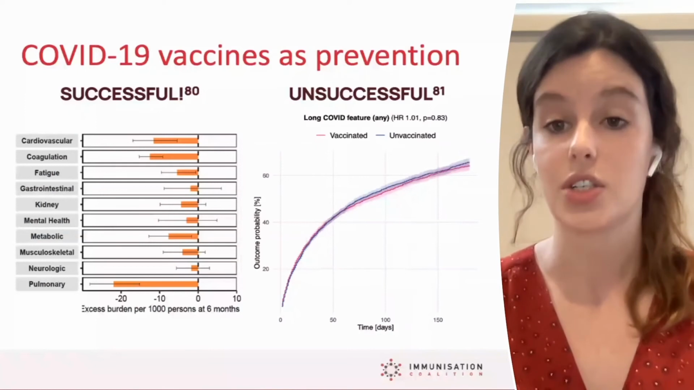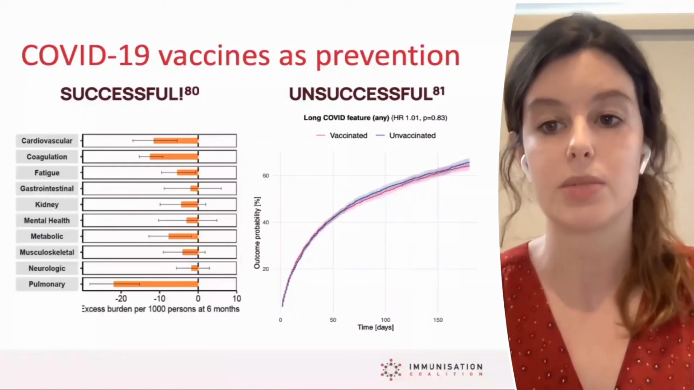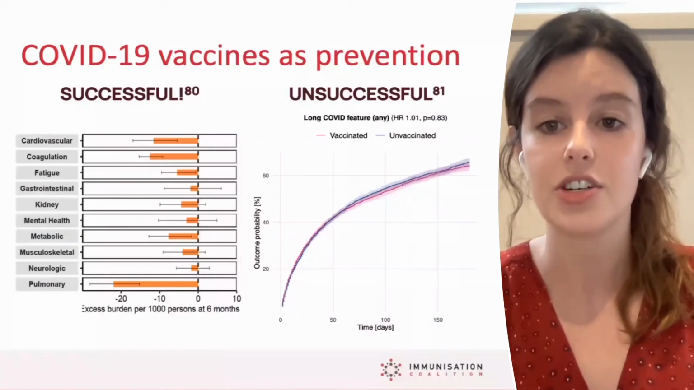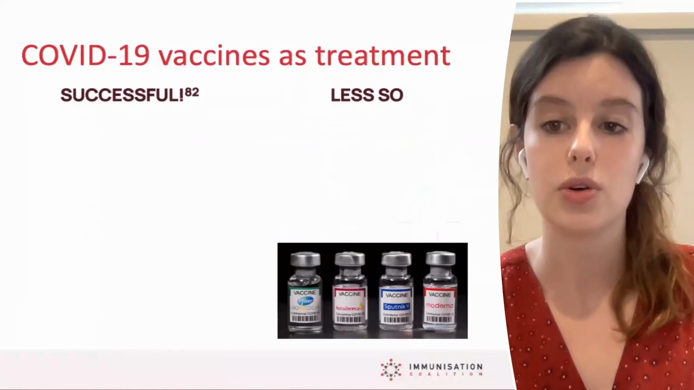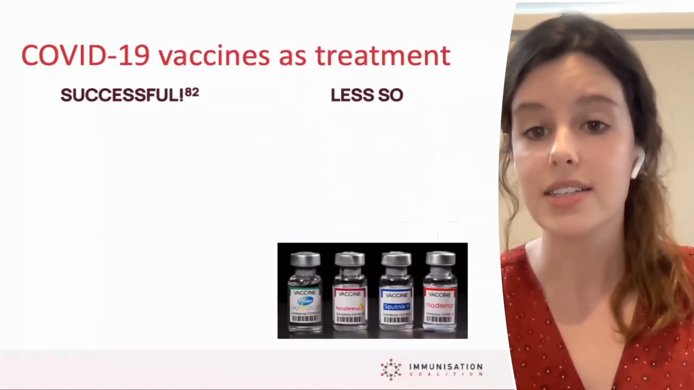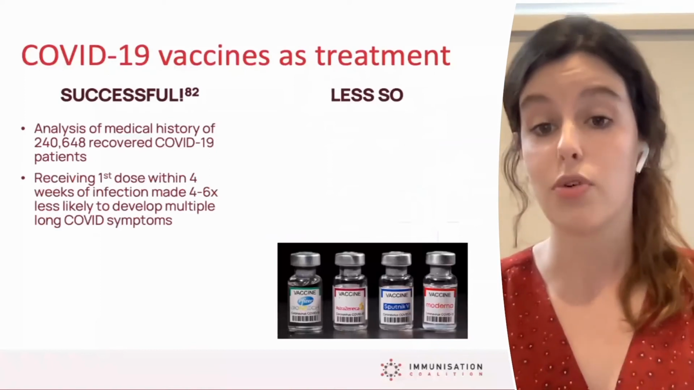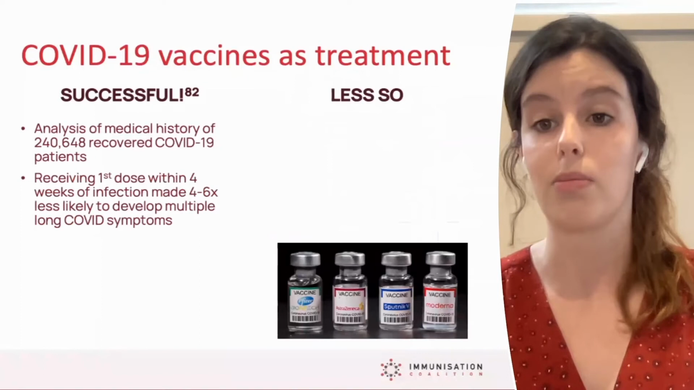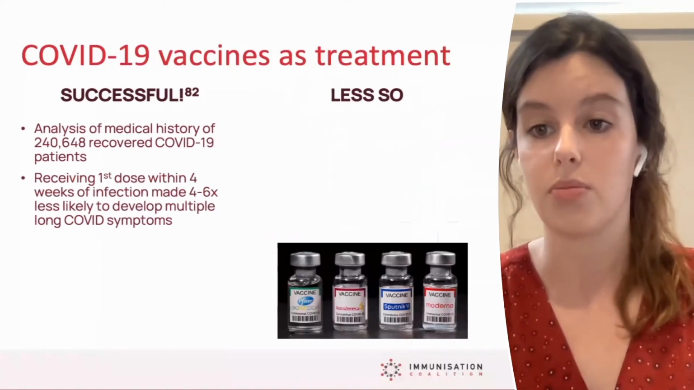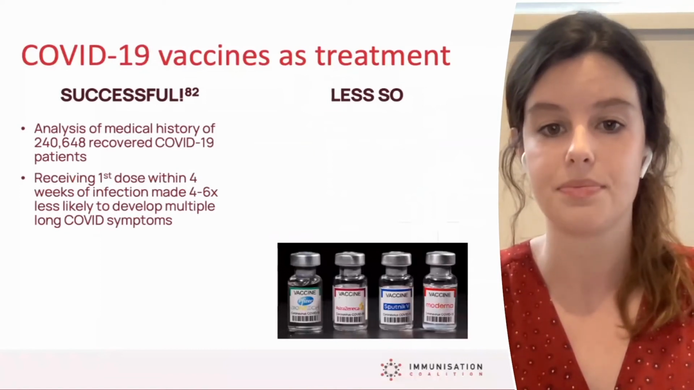The use of vaccines as treatment for long COVID is also uncertain, with many studies limited by small cohort sizes and self-reporting methods. In the largest study, the medical history of 240,000 COVID patients was analysed to find that unvaccinated patients who received their first dose within 4 weeks of infection were 4 to 6 times less likely to report multiple long COVID symptoms, and those who received it 4 to 8 weeks after were 3 times less likely, compared to those who remained unvaccinated.